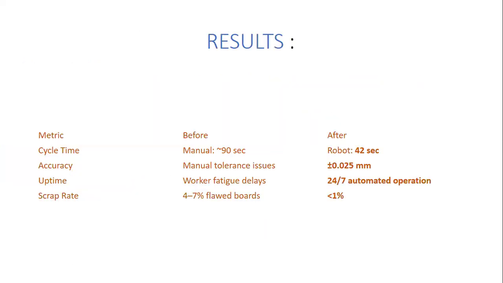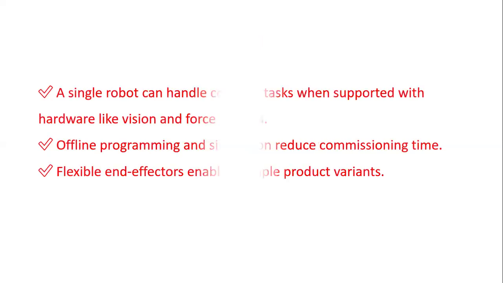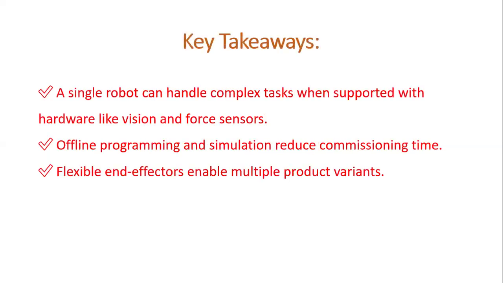And these are the results that have been tabulated here by considering the following performance metrics: cycle time, job accuracy, and uptime. Uptime means due to fatigue delay, that is waiting time, then wastage, scrap rate. So with reference to the manual production and automation, these are the comparison of results that has been given here. So these are the common takeaways with reference to the single robot work cell layout.